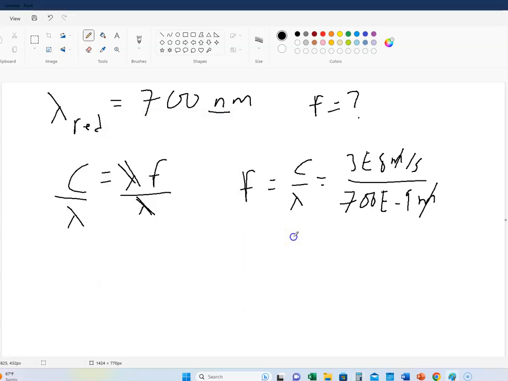So let me rewrite that. 4.29, so we're rounding it to 2 places past the decimal, times 10 to the 14th. And of course, the units are hertz, which is the same as 1 over seconds. All right, very nice.